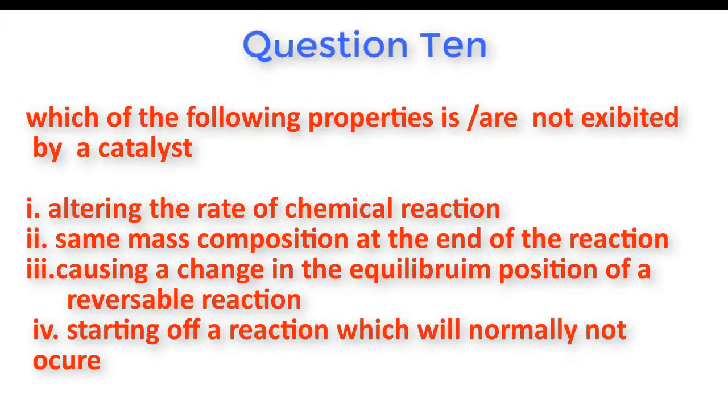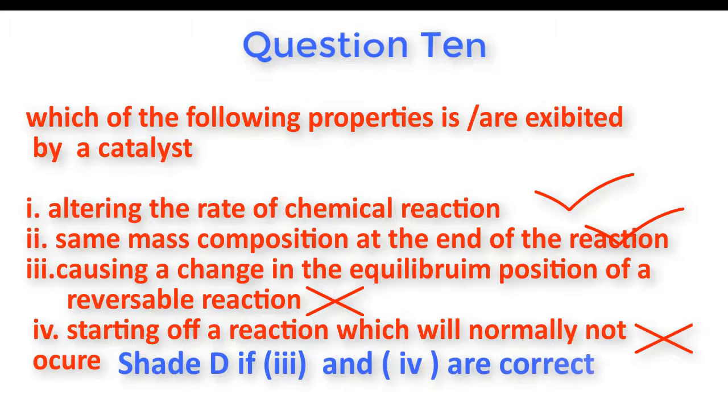Now, options 3 and 4 are the things that catalysts will not do. Catalysts don't normally change the equilibrium position of a reversible reaction, and catalysts do not have the power to start up a reaction that will not normally occur. So the correct options are 3 and 4, and the right answer is D.